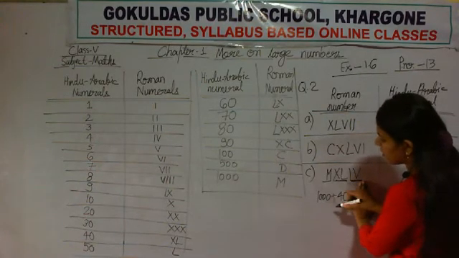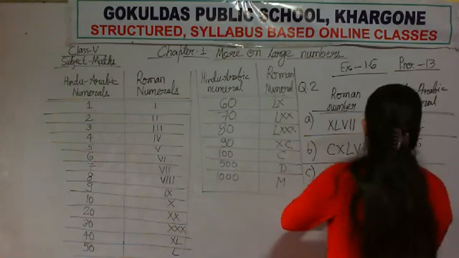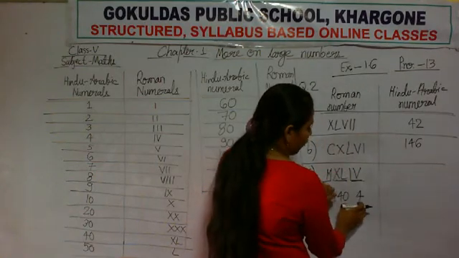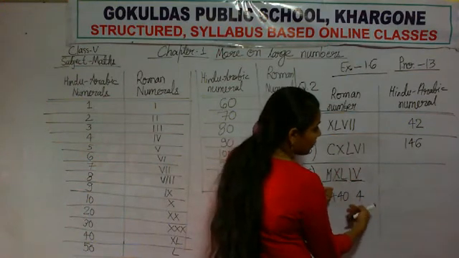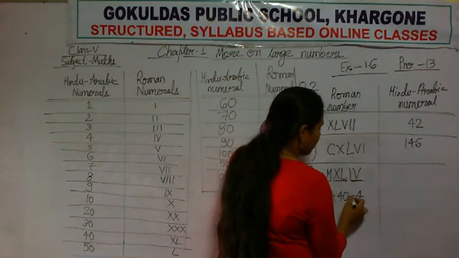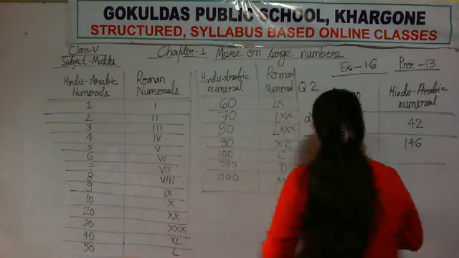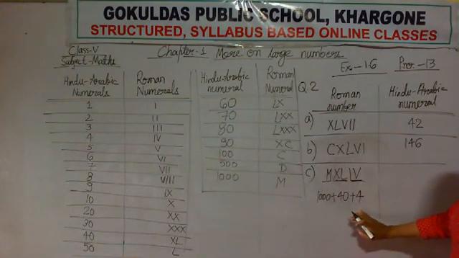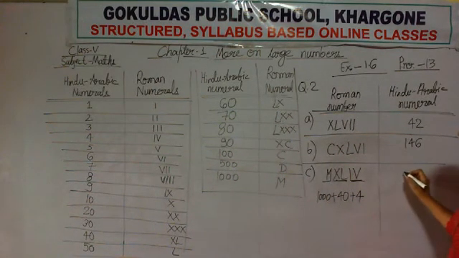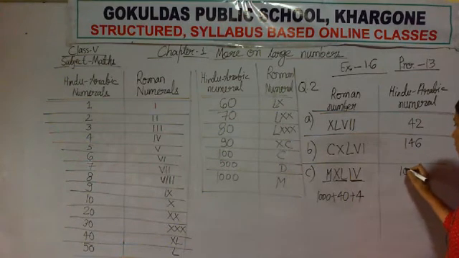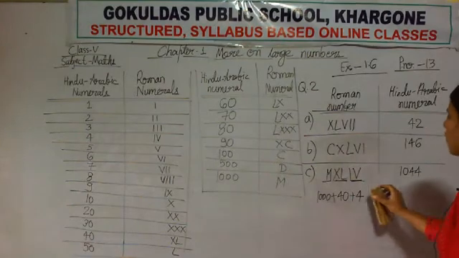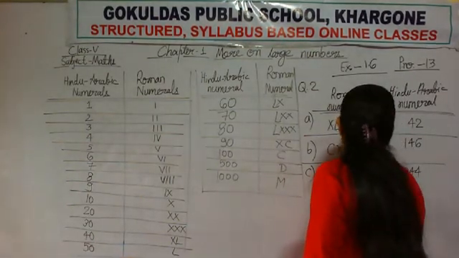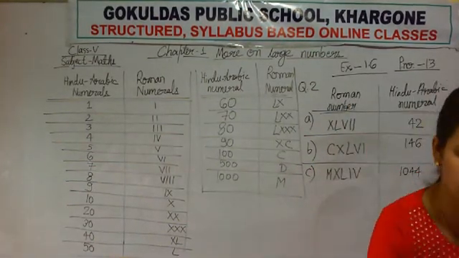It means it shows addition. Again, when you observe these two numbers, 40 and 4, you see that 4 is smaller than 40 and 4 is written right to the 40. It means it shows addition. Now add 1040 plus 4. When you add it, you will get 1044. So this is how you got your Hindu-Arabic numeral.